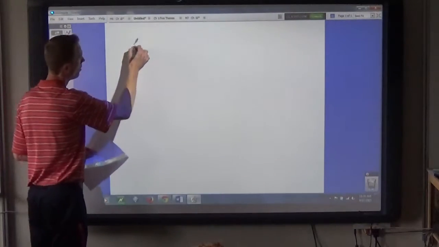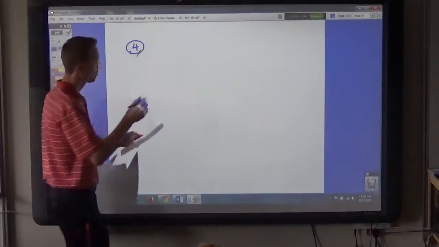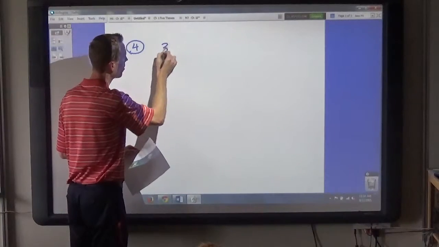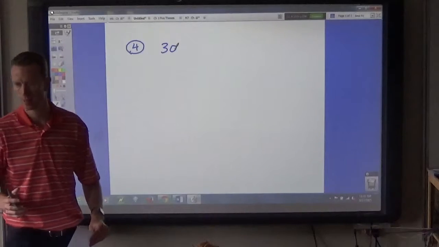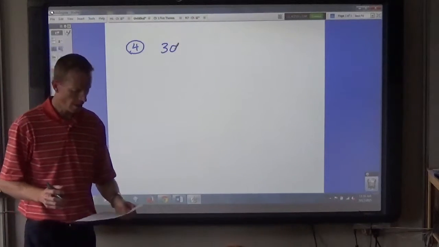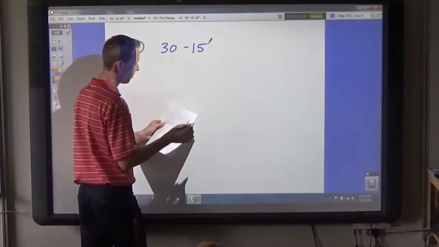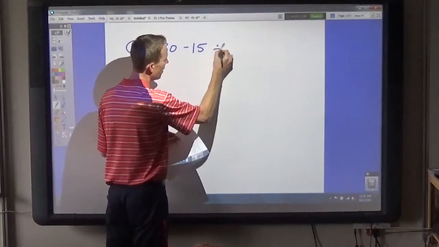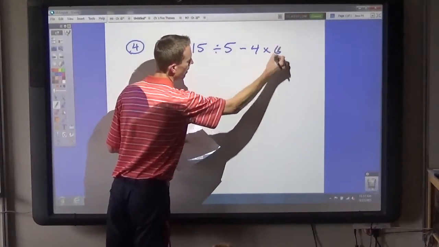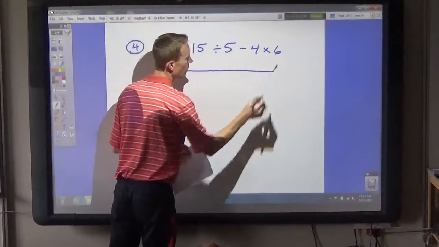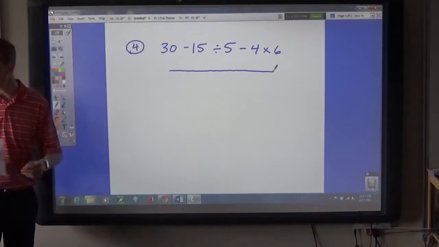In number 4, I drew a series of rows for you instead of boxes. And you have to complete each line correctly. And that's what you'll do when you take a quiz on this. Okay? You'll have to complete each line correctly. So let's start with this one. 30 minus 15 divided by 5 minus 4 times 6. On the first row, what can we start with?